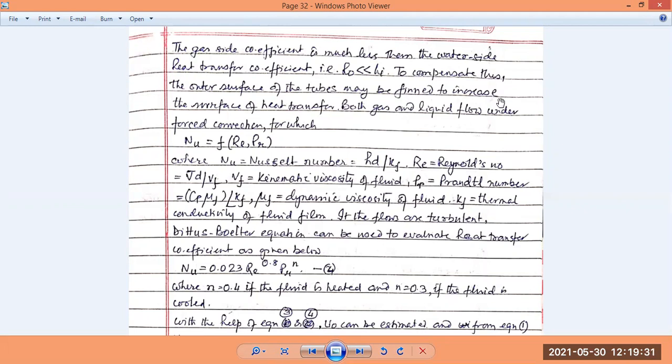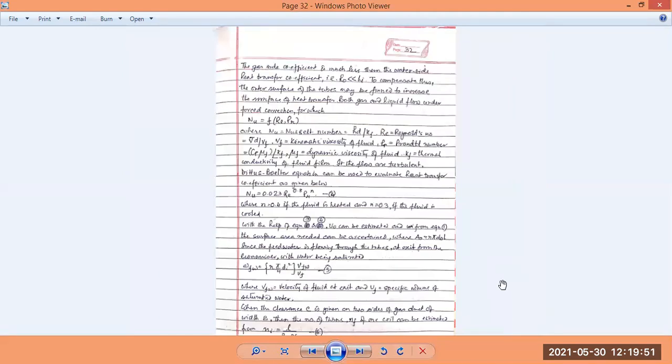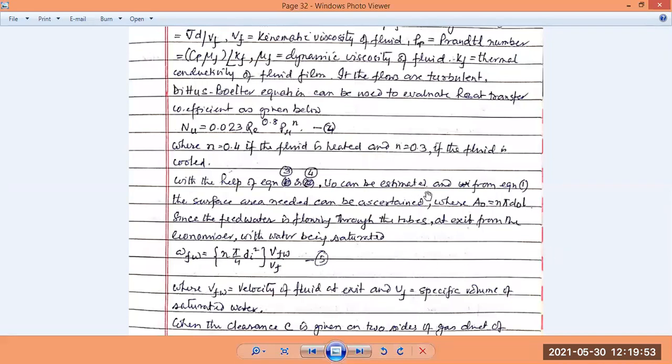If the flows are turbulent, the Dittus-Boelter equation can be used to evaluate the heat transfer coefficient as below. Nu is equal to 0.023 into Re to the power 0.8 into Pr to the power n, where n is 0.4 if the fluid is heated and n is 0.3 if the fluid is cooled. With the help of equations 3 and 4, HI can be estimated, and from equation 1 the surface area needs to be ascertained, since the fluid is flowing through the tubes, and at exit from the economizer the water is saturated, and the equation takes this particular form.